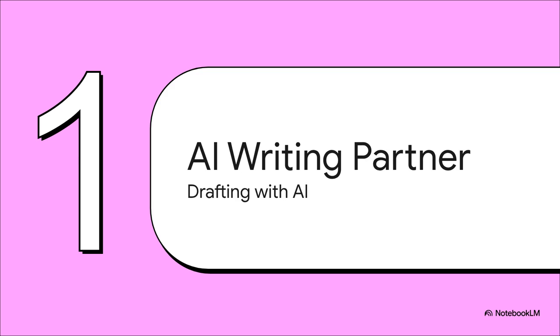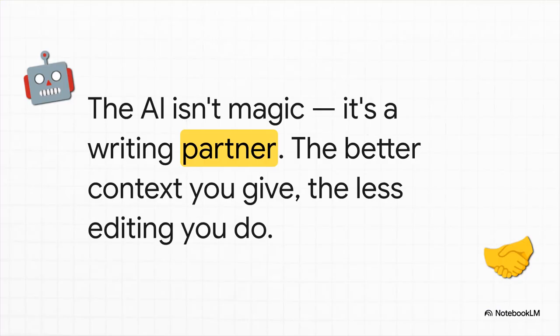Section 1, your AI writing partner. Now, right off the bat, we've got to set some realistic expectations here. The AI built into the Omnicon editor, it isn't magic. Think of it more like a dedicated writing partner. You literally can't just hit a magic go button and expect a Pulitzer-worthy masterpiece to pop out. It completely relies on the context you feed it.